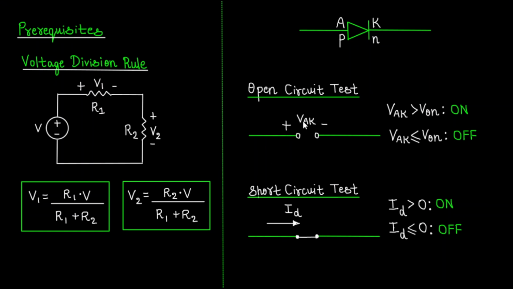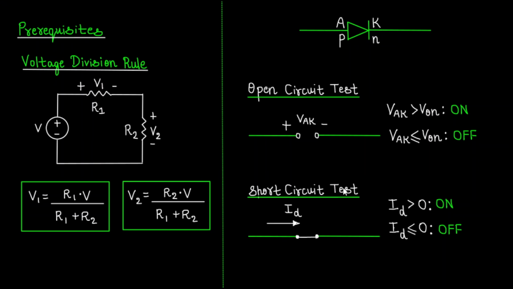So, the potential difference is called VAK. If this VAK is greater than V on, then the diode is said to be on. And if the VAK is less than or equal to V on, then the diode is said to be off. Here the V on is the cut-in voltage of the diode.